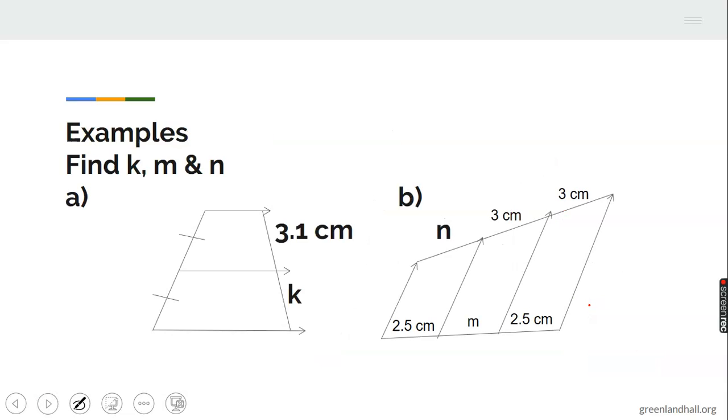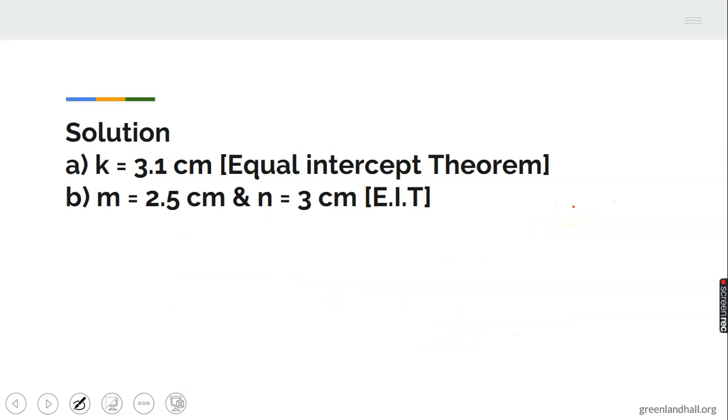Example. We have to look for K, M, N in these two figures below. In A, here is equal to this. This place is equal to this. So we are looking for K here. Therefore, K will be the same as 3.1 cm. Similarly, in the other shape, you can see that this is equal to this. Therefore, M will be 2.5. If you check here, this side is the same as this side. So N will be equal to 3 cm. And hence, you have the solution you can see.